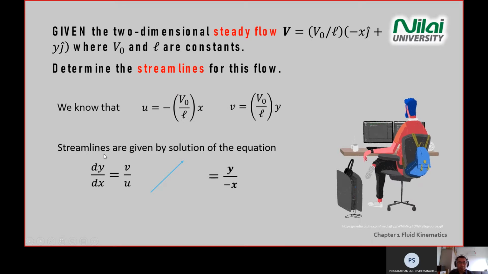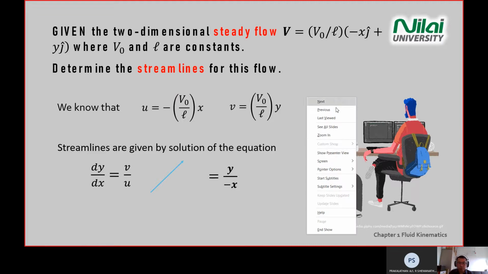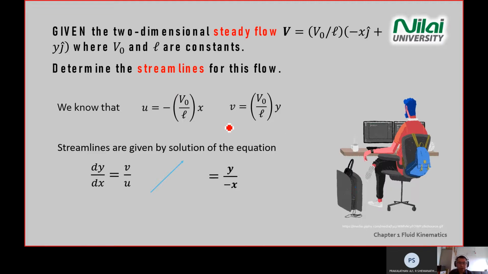Again, recall the streamline solution equation. You write dy over dx equals v divided by u. When you write this, it gives you marks, this gives you marks, and then when you write this equation, it also gives you 1 mark.